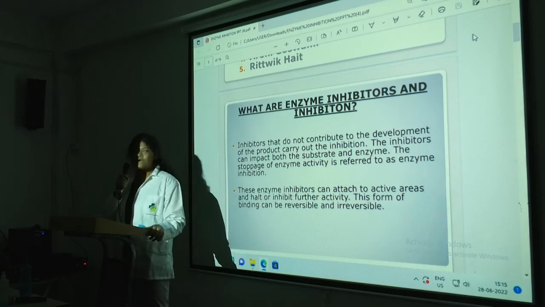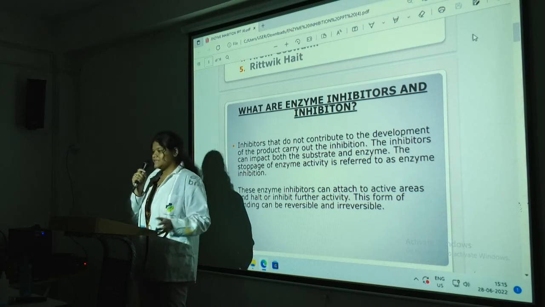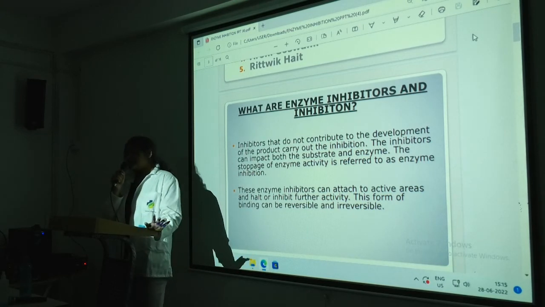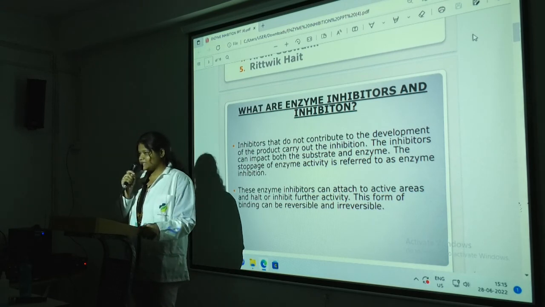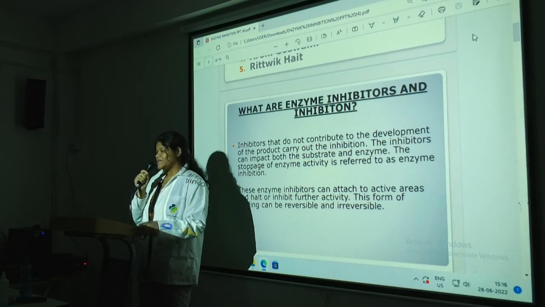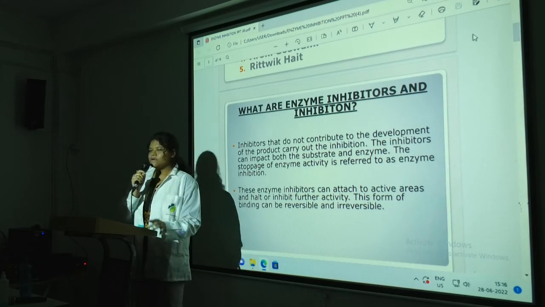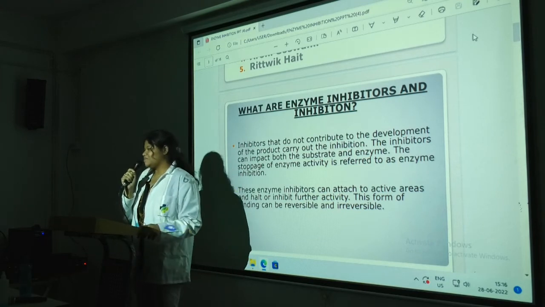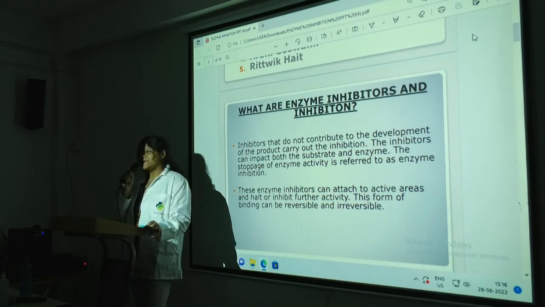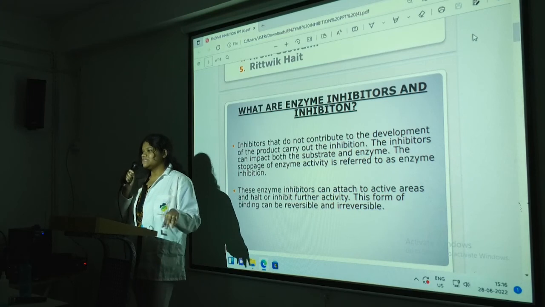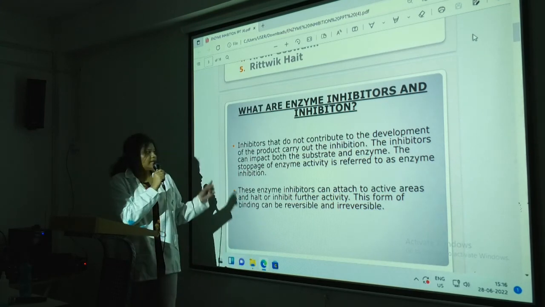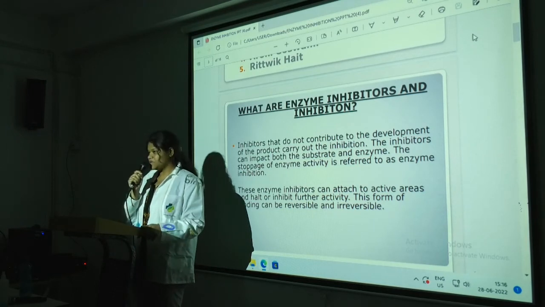Today the presentation which I will be discussing with everyone is about enzyme inhibition. Before discussing enzyme inhibition, I would like to say a few words. What are enzymes? Enzymes are basically biocatalysts, and almost all enzymes are proteins which are heat labile and water soluble. Now, what do we mean by the term inhibition? It means some process is being stopped or halted. Similarly, what do enzyme inhibitors do?